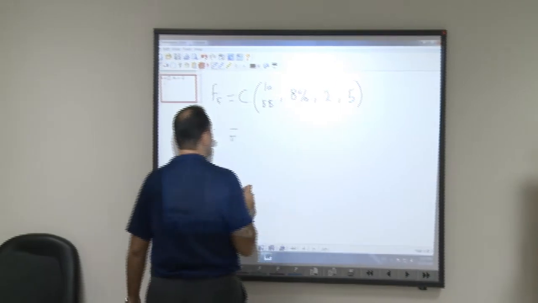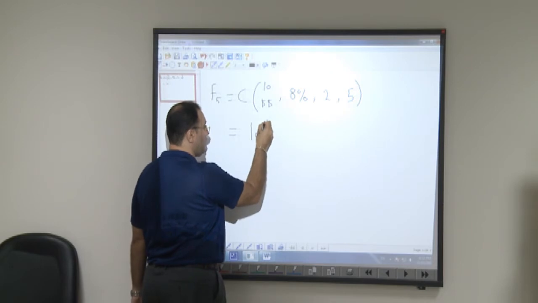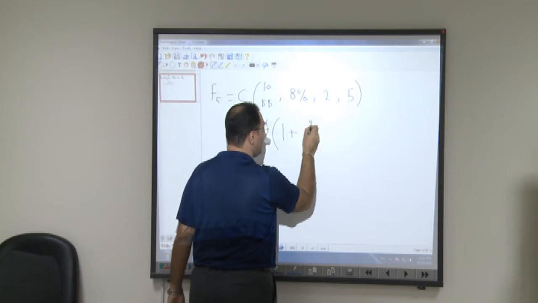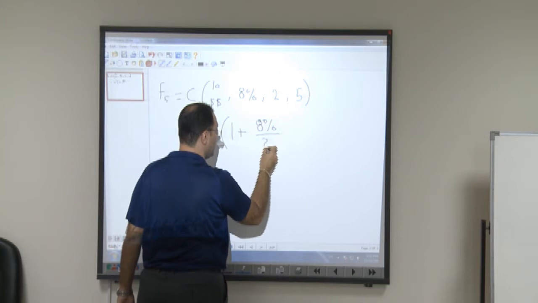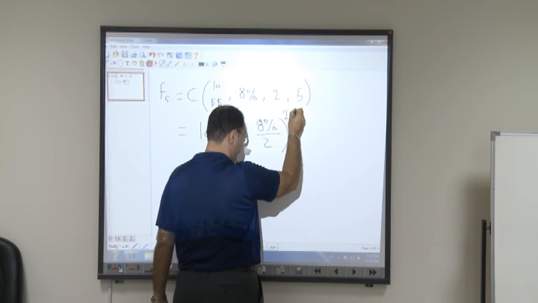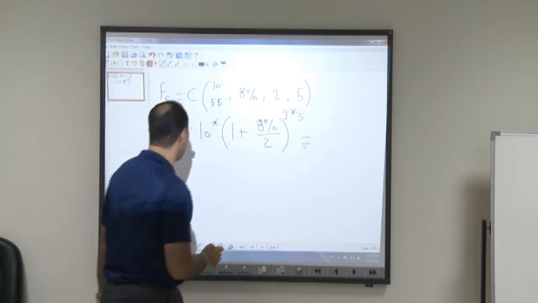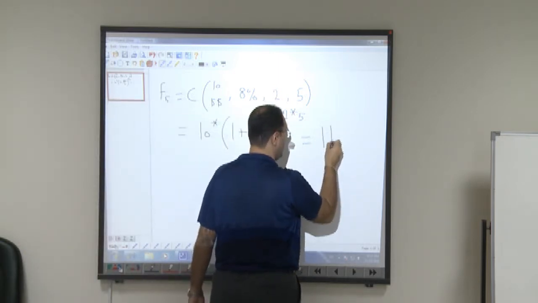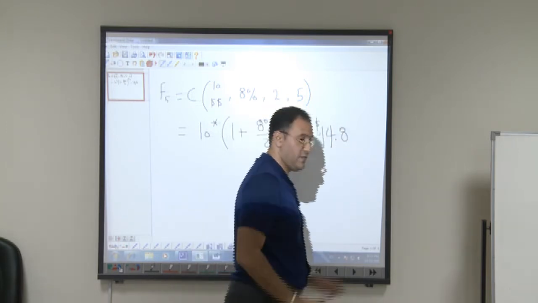So what are we going to be doing here? F5 is going to be 10 times 1 plus 8% over 2, to the power of 2 times 5. And the answer is going to be $14.8. I hope this is clear.